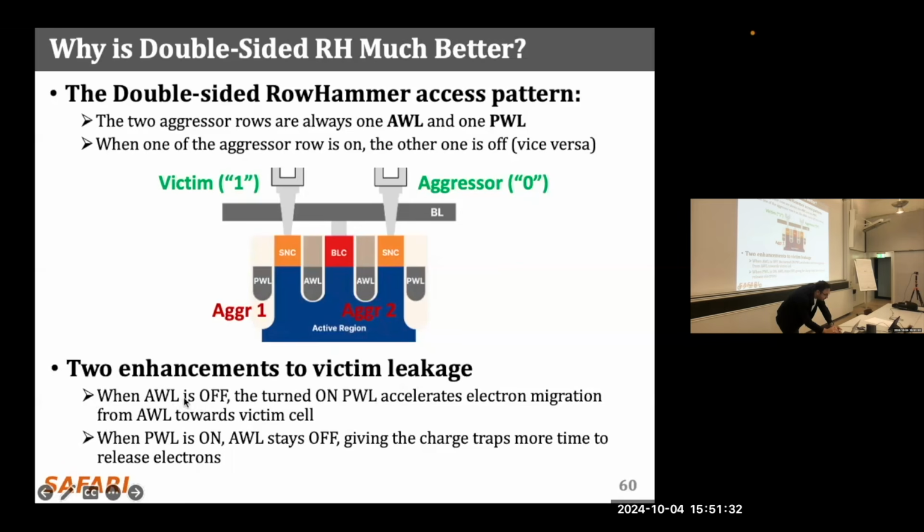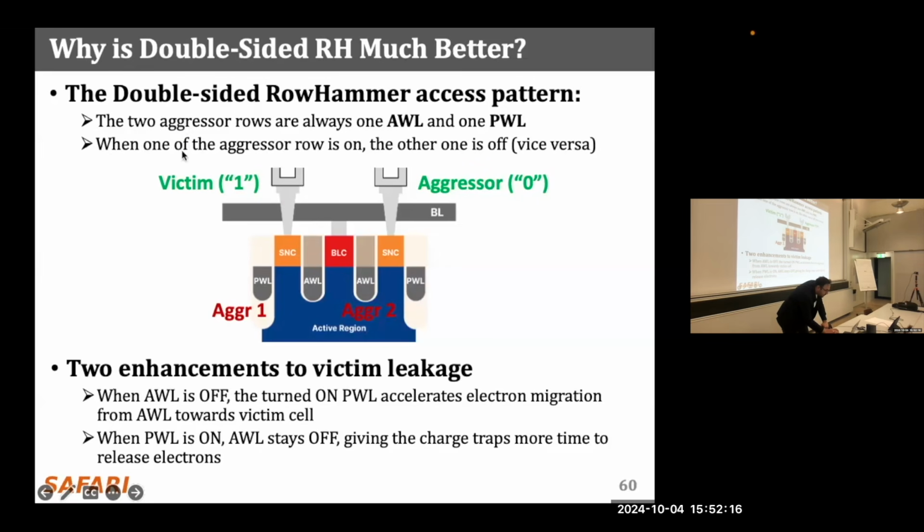So when this one is off and you turn on the PWL, it accelerates the electron migration from this active region to the passive word line, this edge basically. And basically it traps more electrons here. It's basically how we explain RowPress here actually, but this is not the slide for that. Okay, I'm missing one slide here, I guess. Maybe we can repeat this class with Hasan later on.